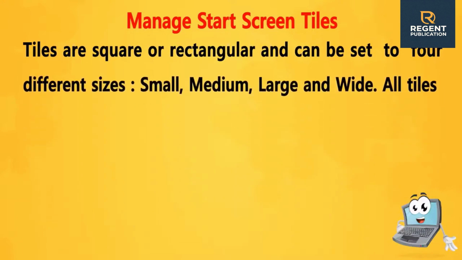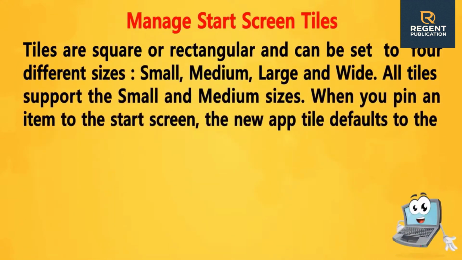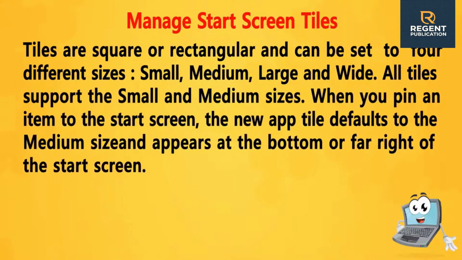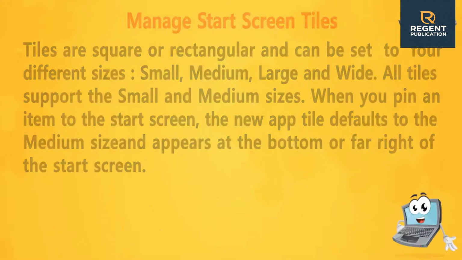Tiles are square or rectangular and can be set to 4 different sizes: small, medium, large and wide. All tiles support the small and medium sizes. When you pin an item to the start screen, the new app tile defaults to the medium size and appears at the bottom or far right of the start screen.